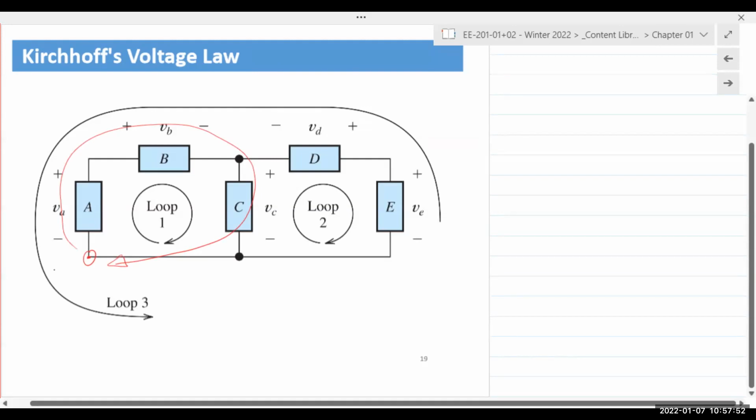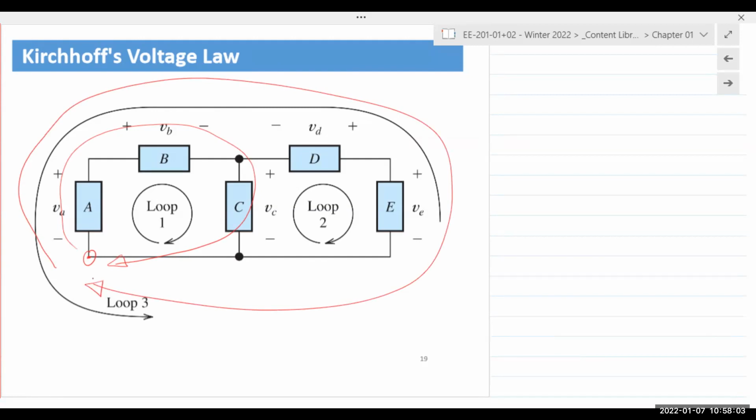I can start at the same point and take another pathway and come back to that same starting point. That is another loop. Again, any pathway that allows me to come back to my starting point is an electrical loop. And the beauty of KVL is it works with any loops. Doesn't really matter what kind of circuit you have, complex circuit with hundreds of components, KVL always holds true.